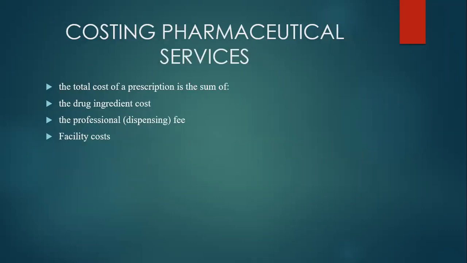Costing pharmaceutical services. Here, we are more interested in also the cost of the drugs. Usually, the facility would buy the drugs, and then some of the drugs would go through some internal processes, maybe mixing them or reconstituting them. So you have to look at the cost of all that. Or sometimes you have to add certain ingredients to it. You look at all those costs. And then the professional or dispensing fee would also be included. And then other facility costs such as electricity, water, internet services, etc.